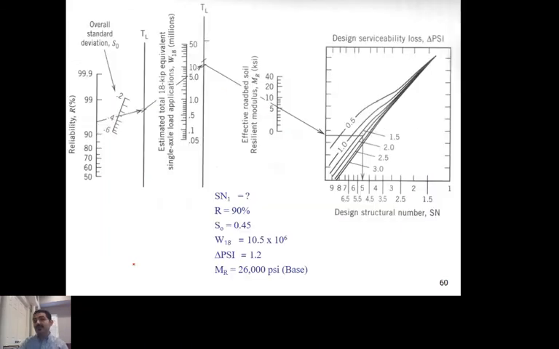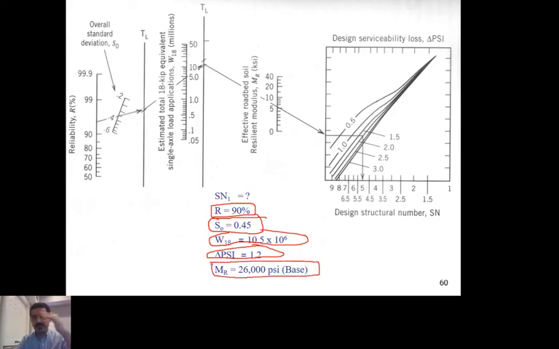By this, I'm now ready to design the very first layer. So the very first layer, as you remember, section number 1, I need to design the top layer. To design the top layer, I'm going to use the E2, which is the modulus of the layer underneath it, the layer that's supporting it. So here I'm putting all the numbers that I got so far: reliability level equal to 90%, standard deviation equal to 0.45, the ESALs are 10.5 million, delta PSI is 1.2, and the modulus of the second layer is 26,000 psi.